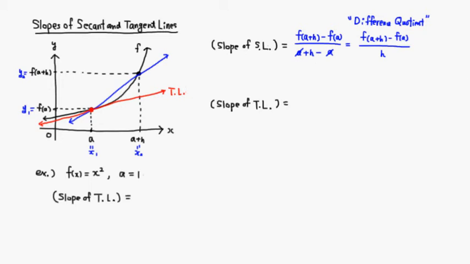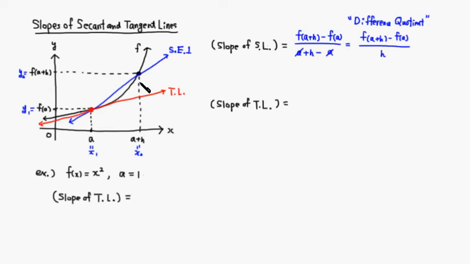And I forgot to label, this is the secant line. Then the problem is that there's only one point that we know, which is a comma f of a. So there's no second point, and we cannot use the slope formula. We need 2 points to use the slope formula. So what we do is try to approximate the slope of the tangent line using secant lines. I'm going to call this the secant line number 1.